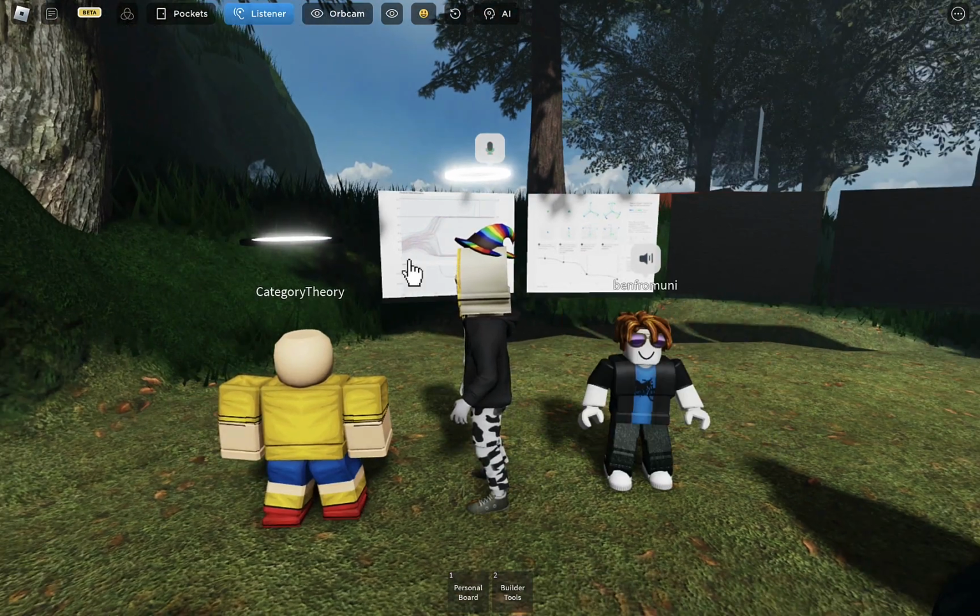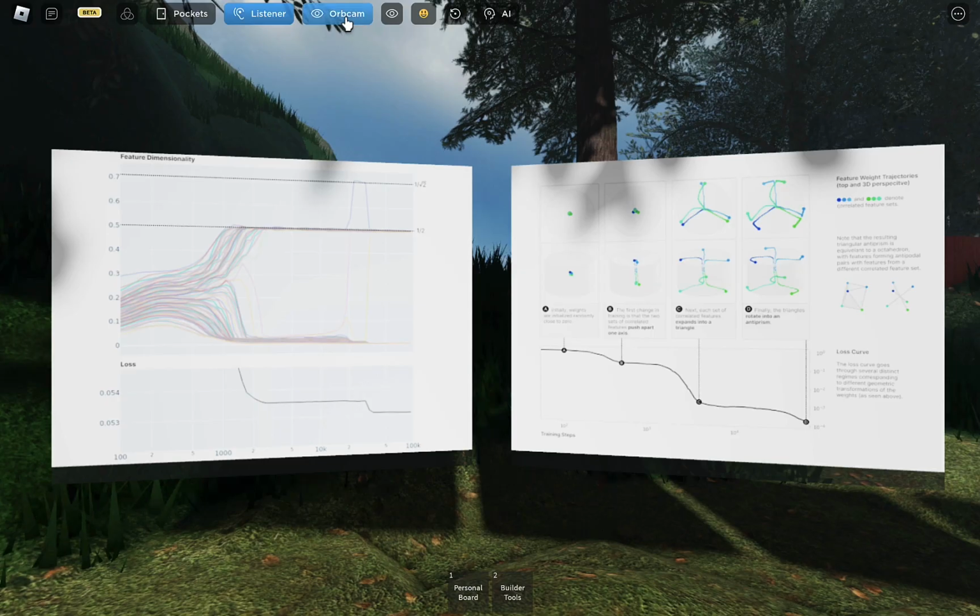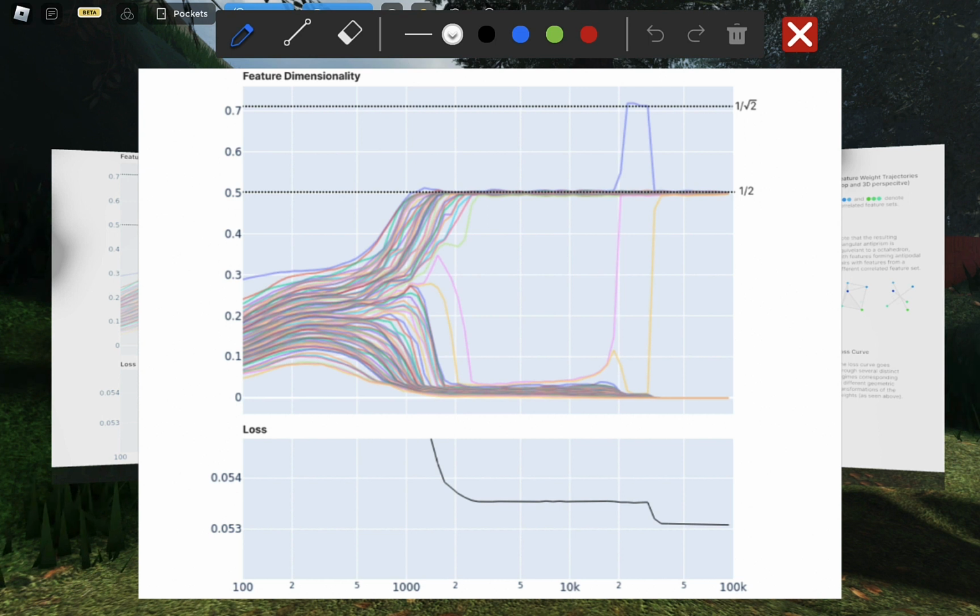If you look at the left-hand side for a second, every individual color here is a specific feature, and on the x-axis for both are the ticks of the training, so how long it's been training for. And the top one shows the feature dimensionality, like in the first graph, with all the funny pictures and all the different digons and trigons and tetrahedrons. And the bottom one shows the loss.